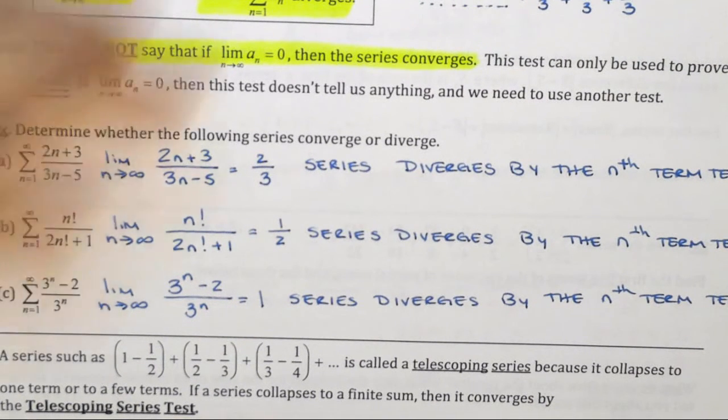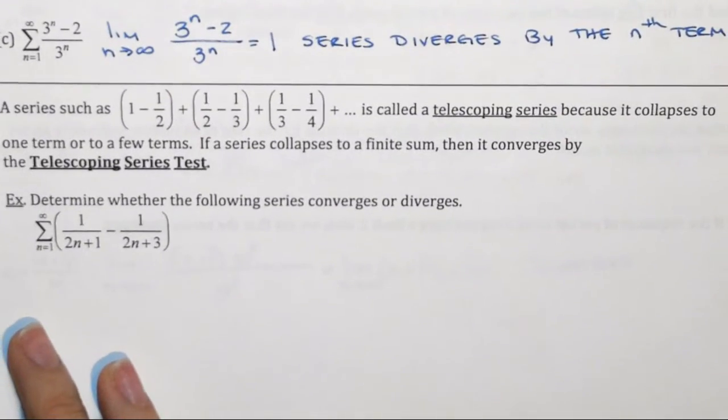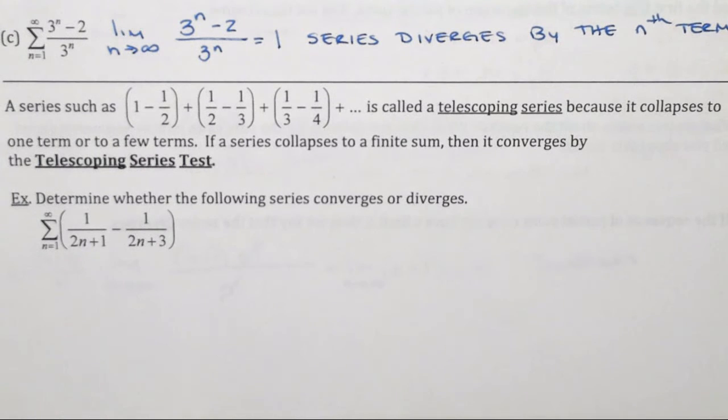All right, and then the last test that we're going to do today, and then I'm going to let you work on your homework. As I said, I would keep this video pretty short and let you enjoy your day. But what it's called is the telescoping series test, because it collapses to one term or to a few terms.